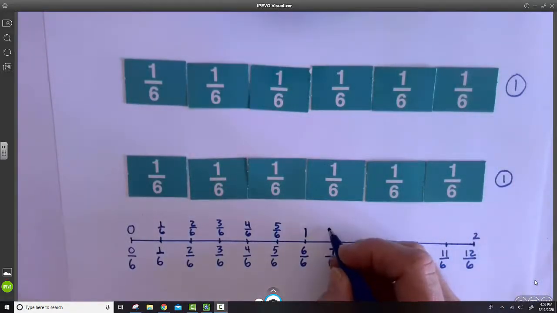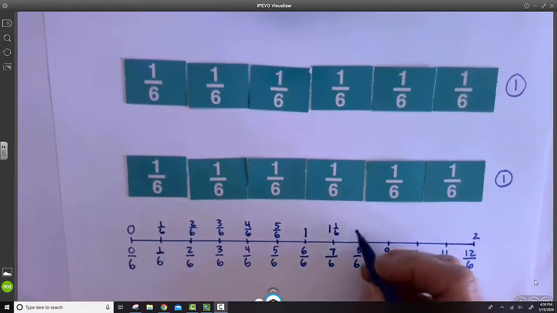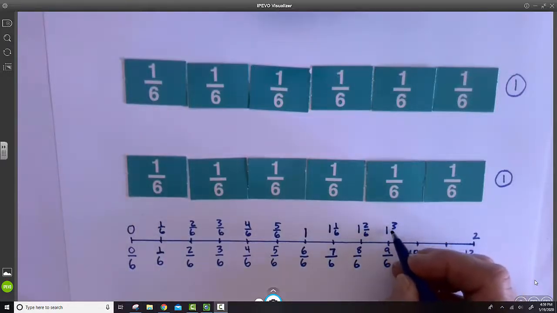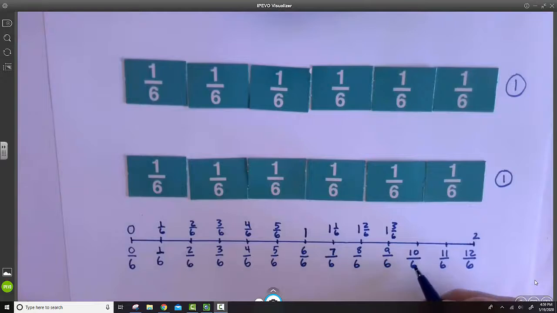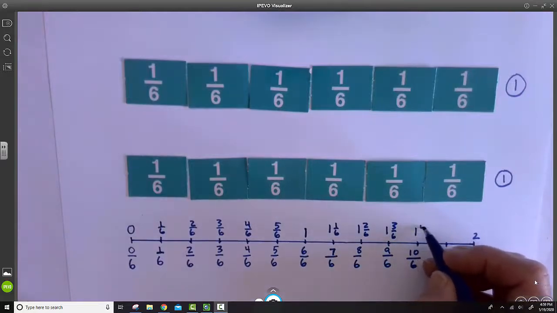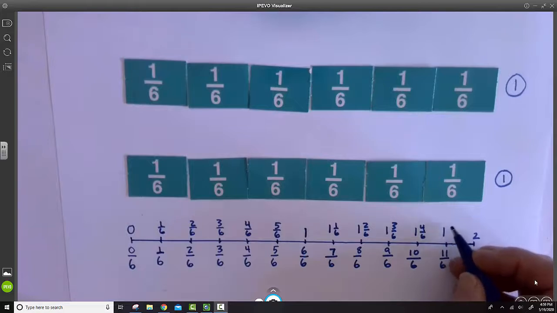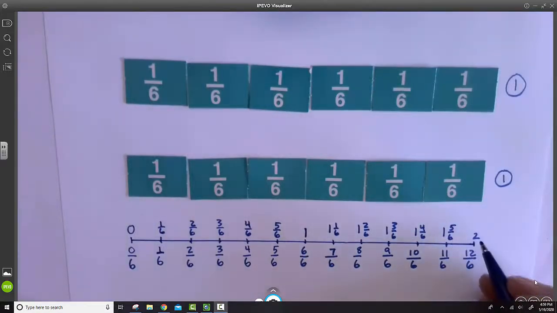Now 7/6 would be 1 and 1/6. 8/6 would be 1 and 2/6. 9/6 would be 1 and 3/6. 10/6 would be 1 and 4/6. 11/6 would be 1 and 5/6. And 12/6 would be 2. 12 divided by 6 is 2.